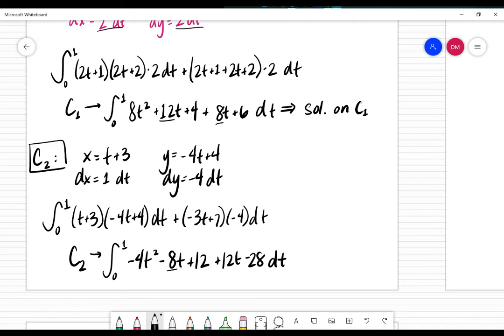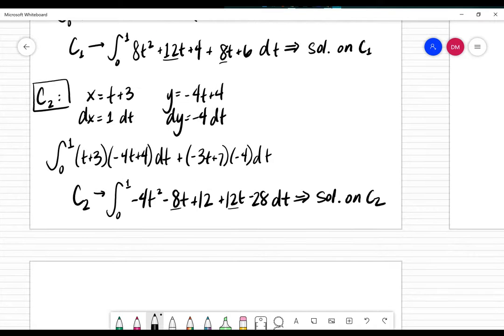You could simplify further here, obviously, and integrate that, but we would get some solution on C2, and then to find our overall solution, take what you got for C1, add it to C2, and that would give you your final answer there. For this one, if you're curious and you wanted to work it out just to make sure you got it, I got 22/3 for that.